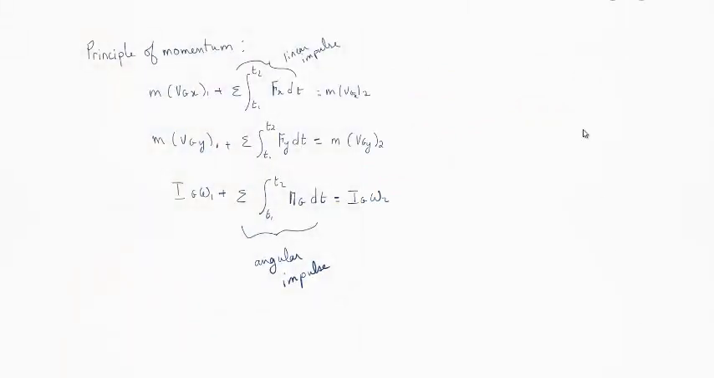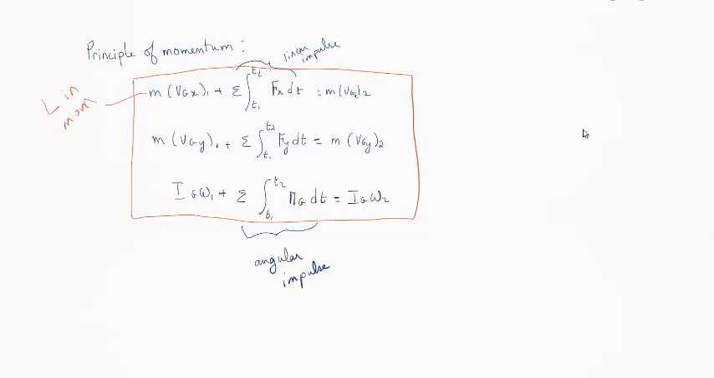Now what's the principle of momentum? So the principle of momentum, as we saw before in the earlier chapter for a particle, is the same over here. So we have mvGx1 plus the sum of the integral of F dt equals mvGx2. Now this is linear momentum, and we have here this term is linear impulse. Now this is going to be the force times t2 minus t1. This equals the linear momentum at state 2.